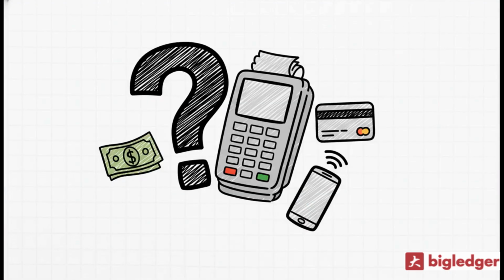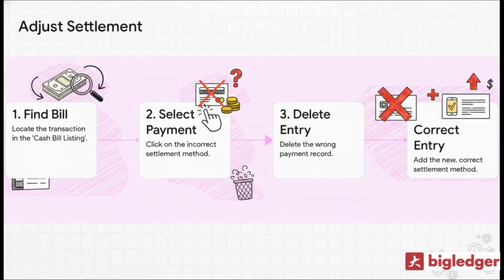But what if the payment method itself was wrong? That's what we call a settlement adjustment. The steps are pretty much the same. Find the bill, click the payment, delete it, and add the right one.